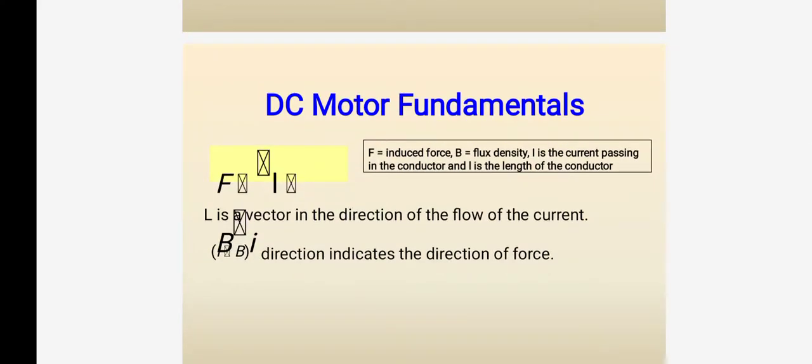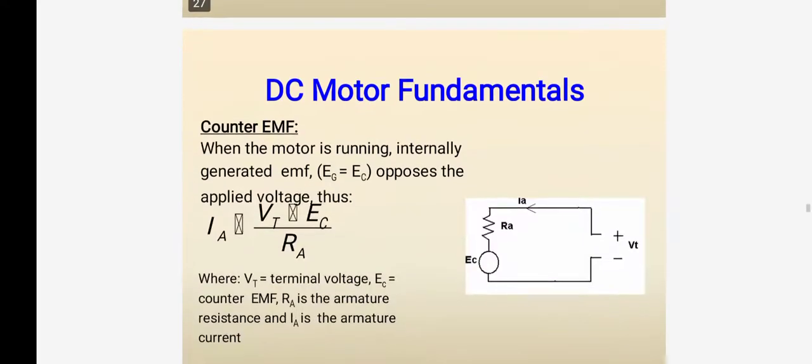So the DC motor fundamental: F = L × B I, where F is the induced force, B is the flux density, I is the current passing through the conductor, and L is the length of the conductor. L is a vector in the direction of the flow of current. L × B indicates the direction of force.